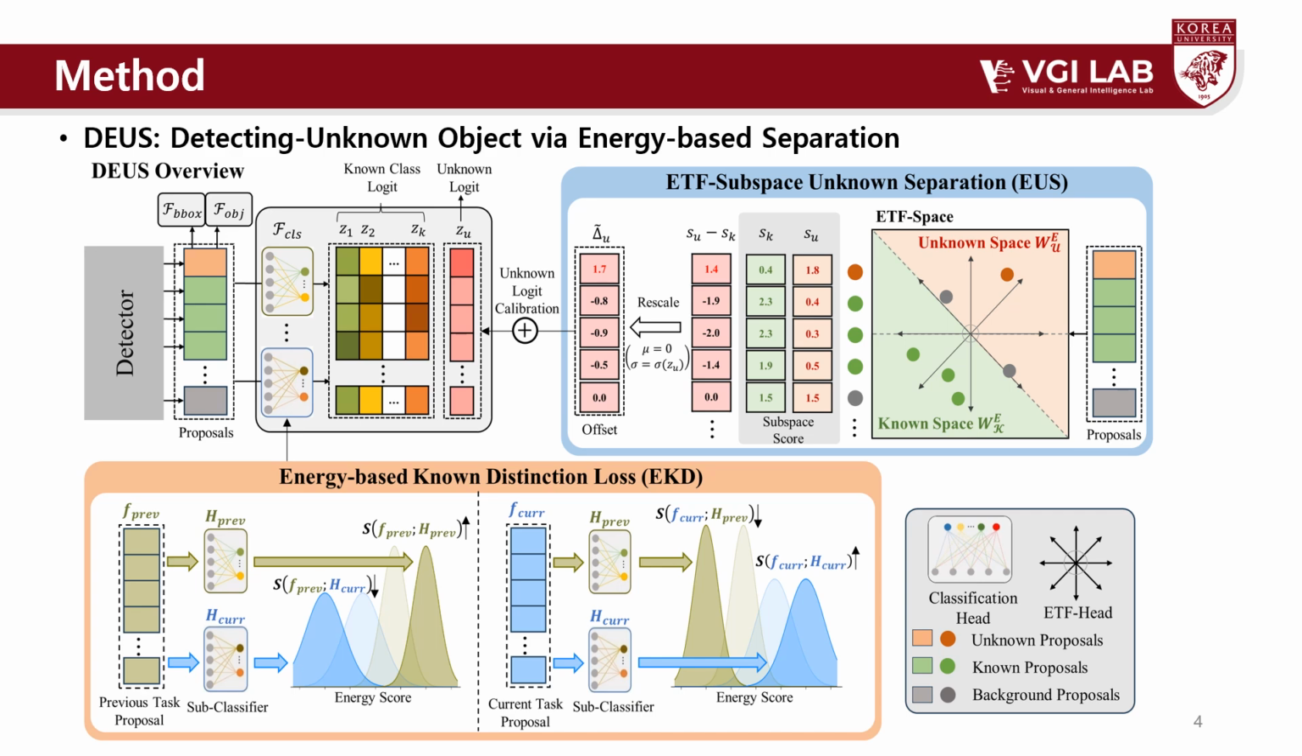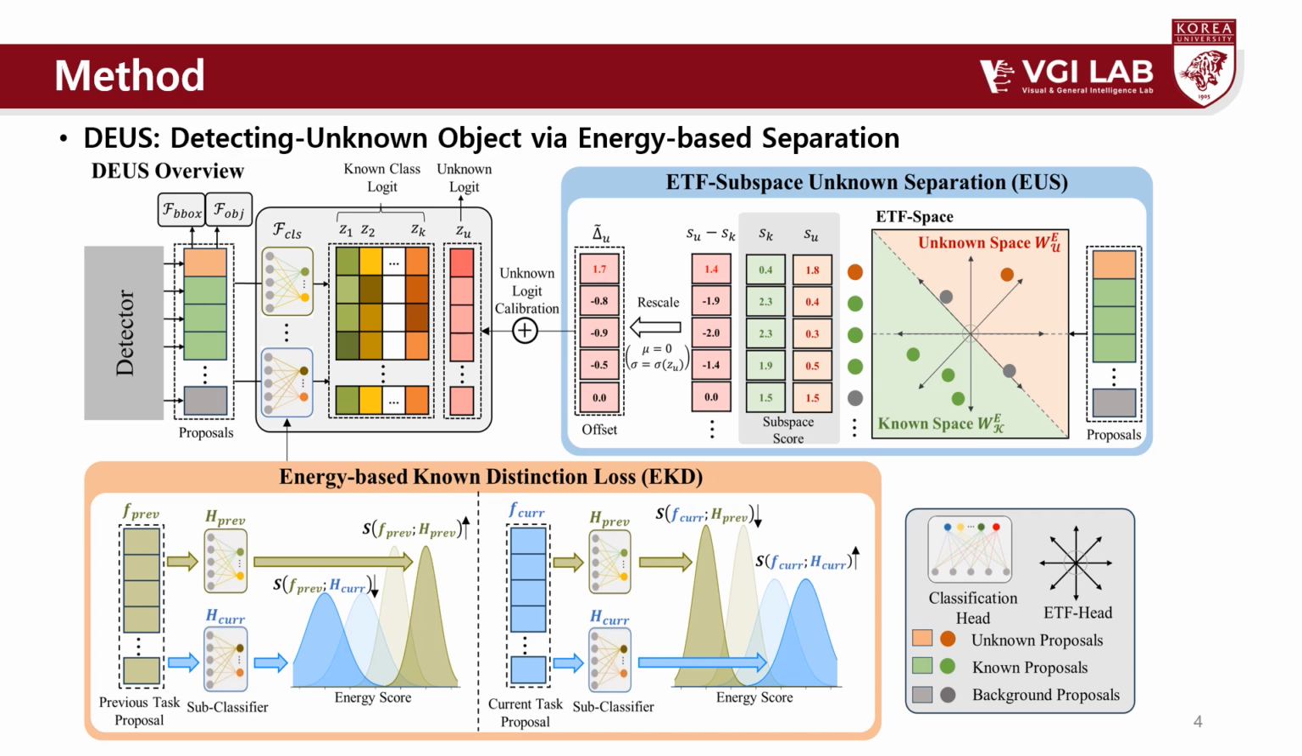For each proposal, we compute an energy score in each space. The score means how close the proposal is to that space. As shown on the right, known proposals go to the known space, unknown proposals go to the unknown space, and background stays at the boundary. At inference, we use this to calibrate the unknown score.